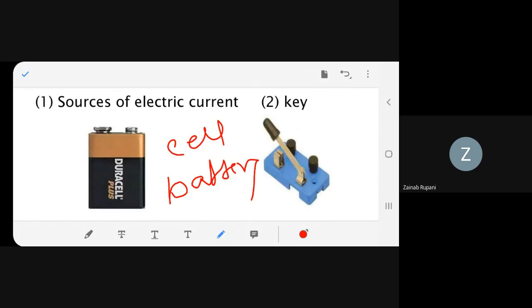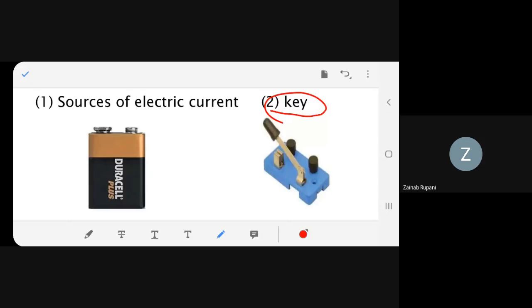And what is this key used for? To make the circuit closed or open. You agree? If the circuit is closed, I can see the light glowing. If the circuit is open, the light will not glow. Understand?